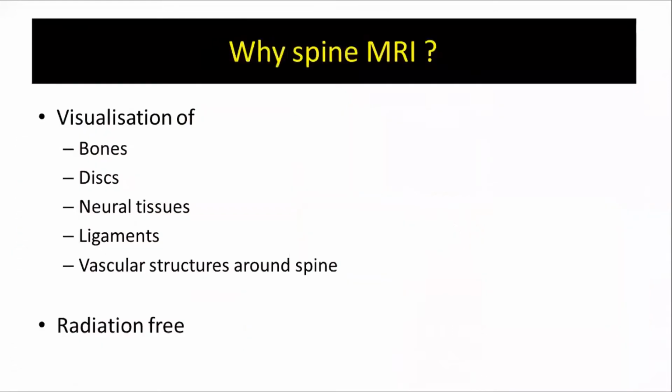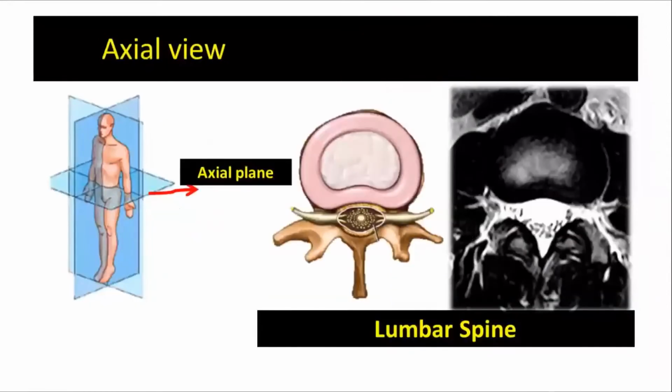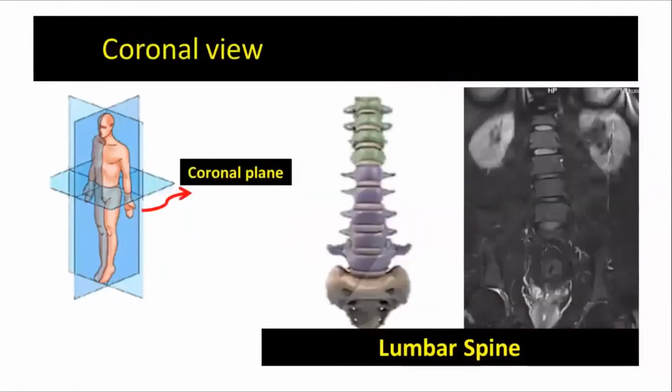The spine MRI has an advantage that you can visualize bones, disc, neural tissue, ligament, and vascular structures, and it is a radiation-free evaluation for the patient. So what are the views of spine MRI? First and foremost, you should look at the sagittal view. That is, you are looking at the spine from the side. The next is the axial view. It is basically a cut section or the cross section of the spine at different levels. And then the third is the coronal view, wherein you are visualizing the spine from the front.